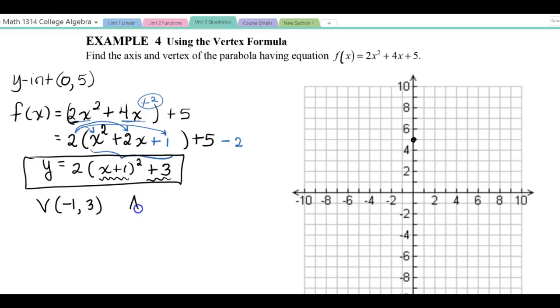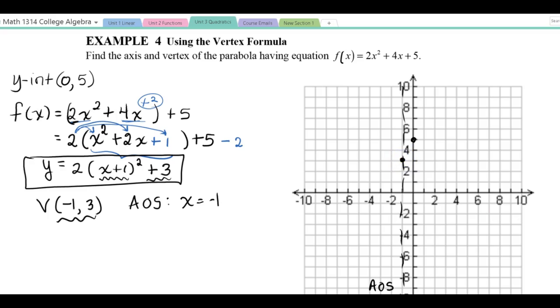This also tells me that the axis of symmetry is going to be the equation x is equal to -1. So if I come to my graph at x is equal to -1, and I'm just going to put a little dash right here, this is what we would call the axis of symmetry. So some of my parabola will be on the right side and some of my parabola will be on the left. And my vertex will be right on my axis of symmetry at (-1, 3).